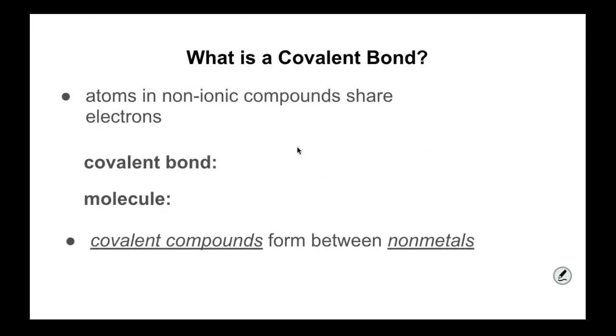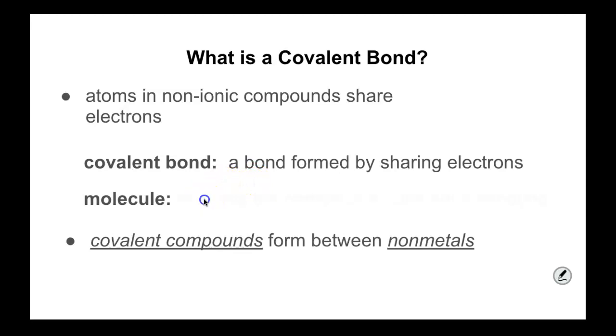So atoms in non-ionic compounds are going to share electrons. When we talk about what a covalent bond is, if you're not in an ionic compound, you share electrons, and you form what we call a covalent bond. A covalent bond is a bond formed by sharing electrons. Covalent bonds are bonds formed by sharing electrons.